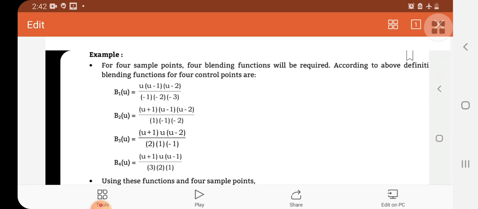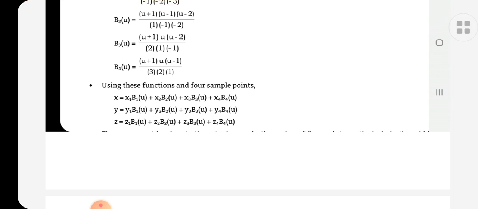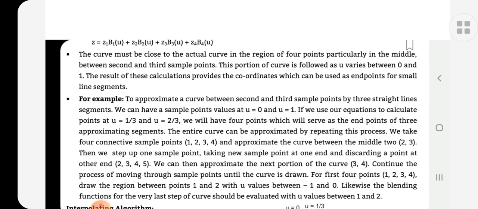If b2(u) is equal to u plus 1, u minus 1 and u minus 2 over its constant. Using this, we get b3 and b4, and using these functions and the 4 sample points, x is equal to x1 b1(u) plus x2 b2(u) up to x4 b4(u). This curve must be close to the actual curve in the region of the 4 points, particularly in the middle between the second and third sample points.